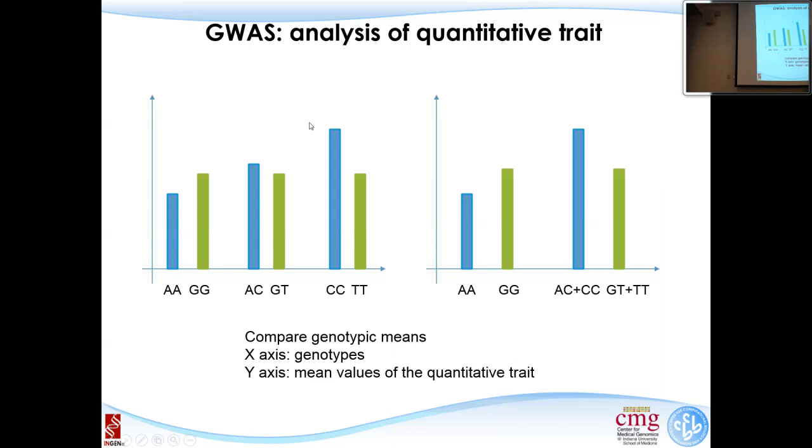The same thing here, the only difference is that instead of testing 0, 1, 2 copies, we just ask whether you carry the minor allele or not. We just compare the 1 copy and 2 copies together. When your SNP minor allele count is very low, you don't see many people homozygous for the minor allele, so you just combine them to do allelic testing.